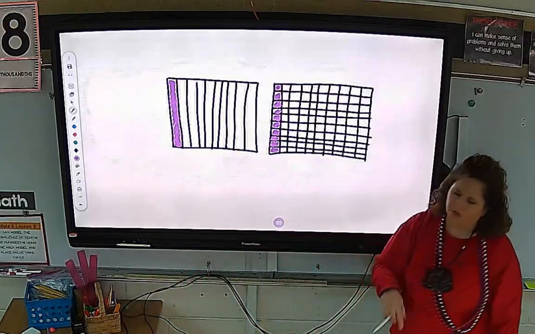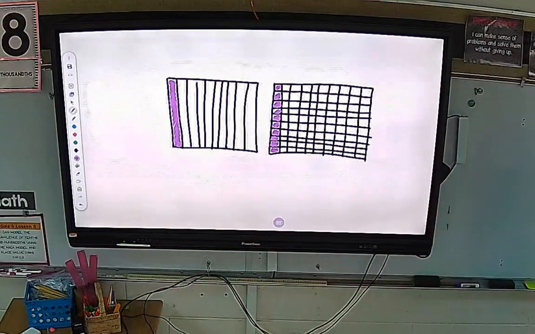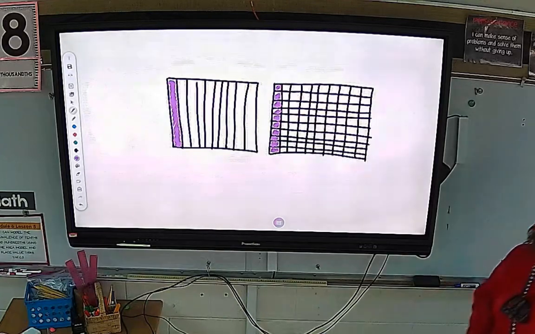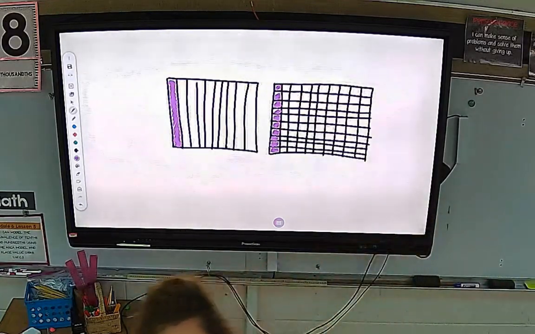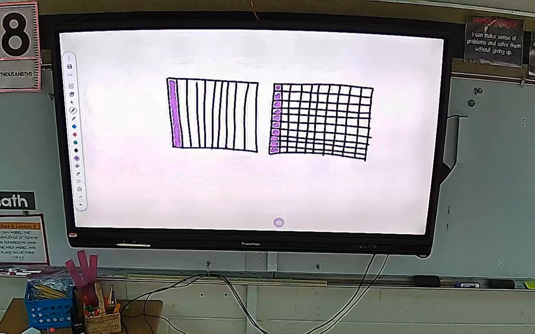Okay. I just want you to do some noticing. I just want you to do some observing. There's lots of things. You might be sitting there going, all she did was shade. But there are lots of things that you could tell me about those two area models right now when you're looking at them together. So I want you to look at them for a few minutes. What do you observe? What do you notice? It's not really a wrong answer here. Okay, Reagan, what's one thing you notice? They are both the same.